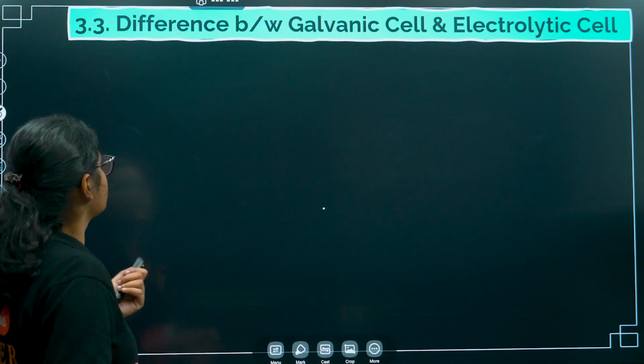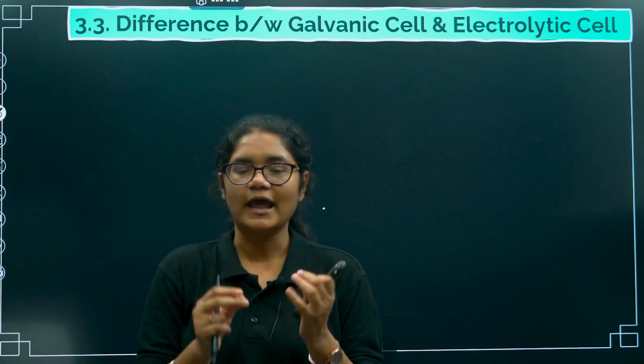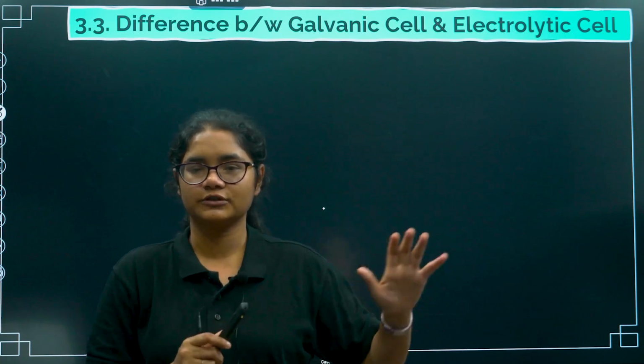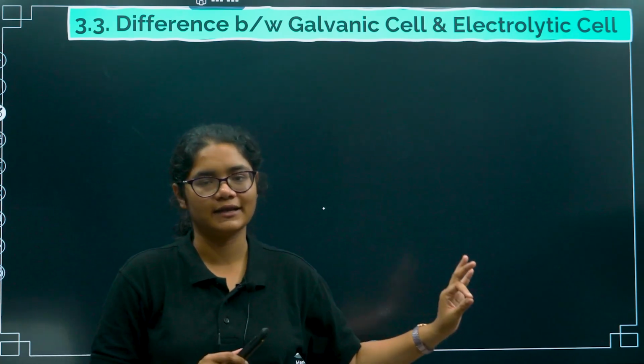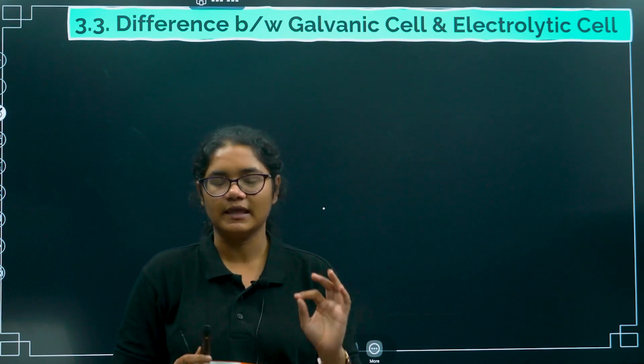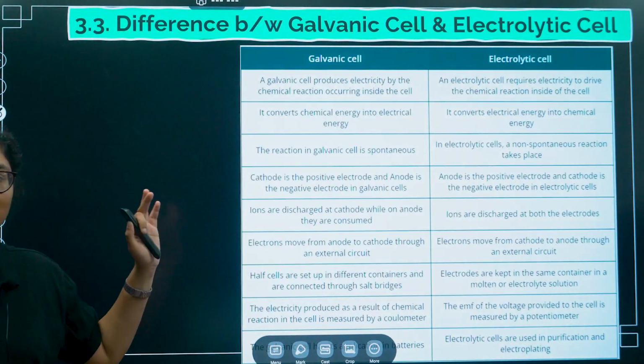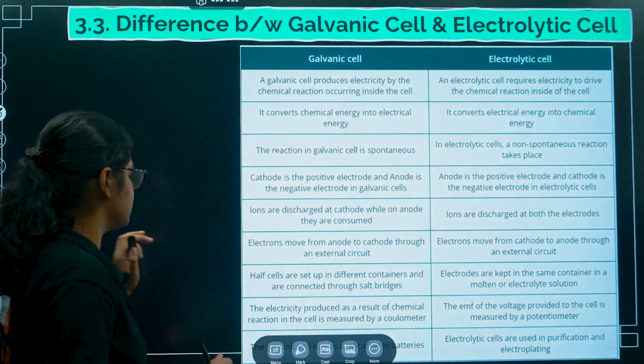Now, we have already studied galvanic cell in our part 1, right? And now we have completed almost the electrolytic cell in this part. Now let us have a comparison between them. What is the difference between these two? Okay, this is very, very important to understand. So here I have listed some of the important differences.